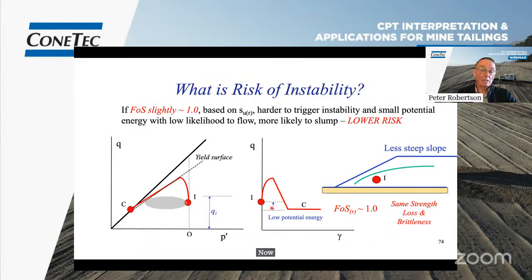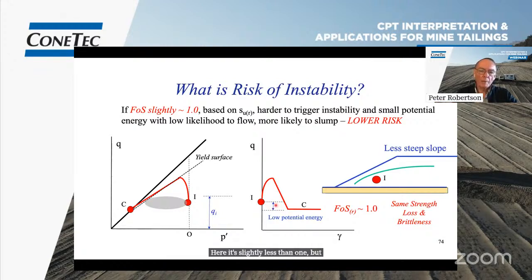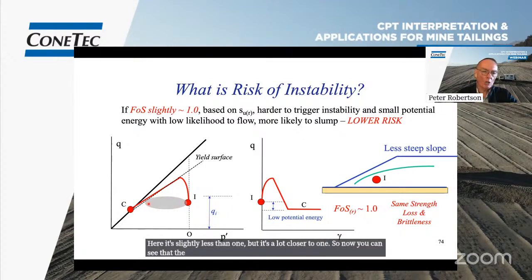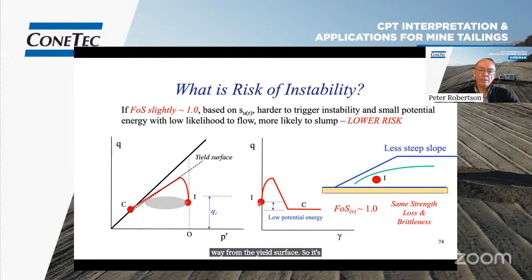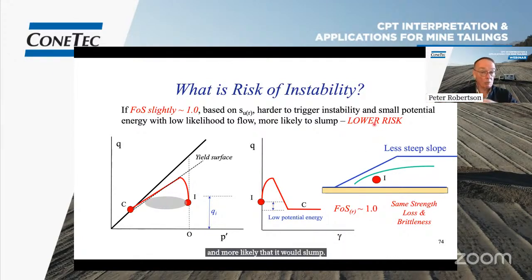Now, if you have a less steep slope, so the in situ stress is lower, so the factor of safety using residual strength is closer to 1. Here it's slightly less than 1, but it's a lot closer to 1. So now you can see that the in situ state is a longer way from the yield surface, so it's going to be harder to trigger. And when it does trigger, it's got very low potential energy, so it's much less likely to flow and more likely that it would slump, unless you've got free water.